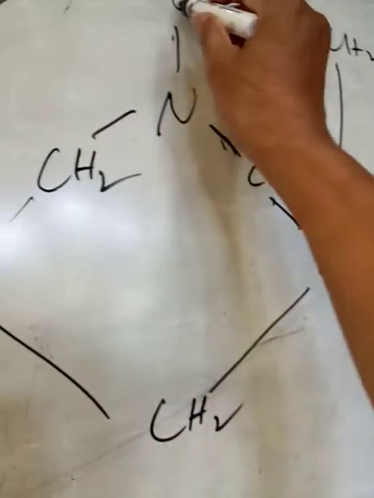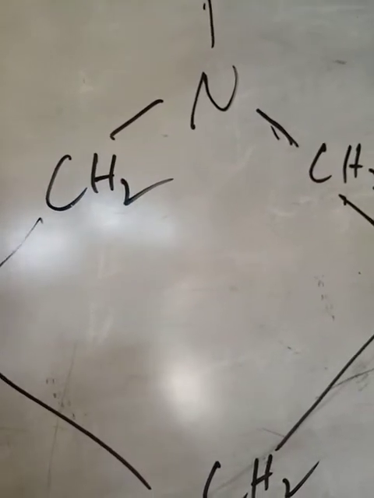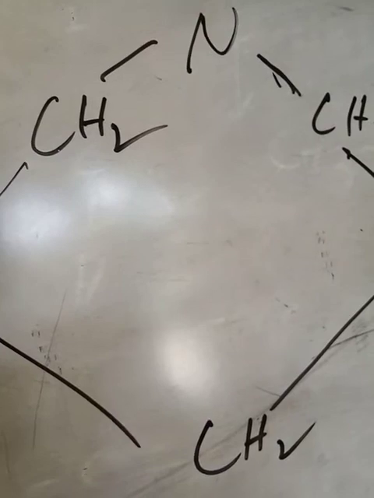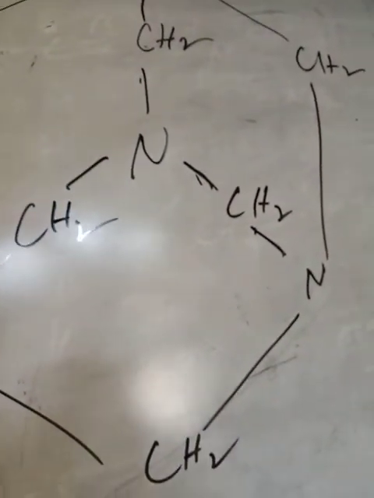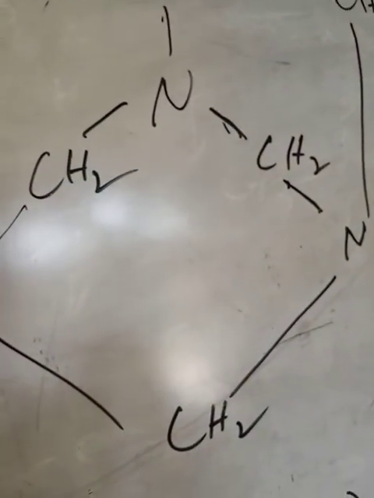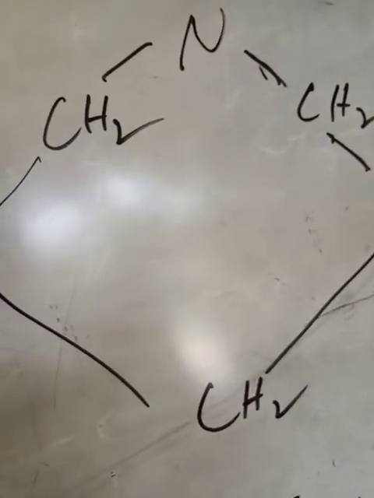Now you see there are 6 CH2 groups. 1, 2, 3, 4, 5, 6. 6 CH2 groups and 4 nitrogens. 1, 2, 3, 4. 4 nitrogens. This is called (CH2)6N4, hexamethylene tetramine. This is the structure of this compound. You often get asked in a question, draw the structure of hexamethylene tetramine. Now today I am concluding up to this.